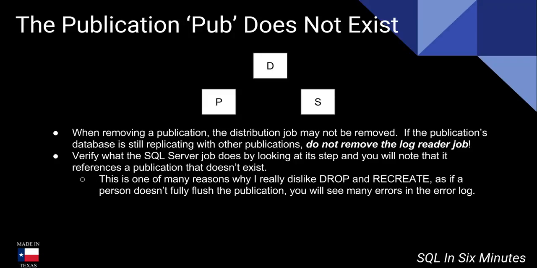And so let me give you an example. If I have 7 publications for one database, and let's say it's database 1, let's just call it that, I don't want to remove the log reader job for all of them, because that will affect the other ones, because they're still using that same log reader because they're pointing to that database, okay? So that's one of the reasons why you do need to verify that you are removing the distribution job. Otherwise, you could end up removing the wrong thing.